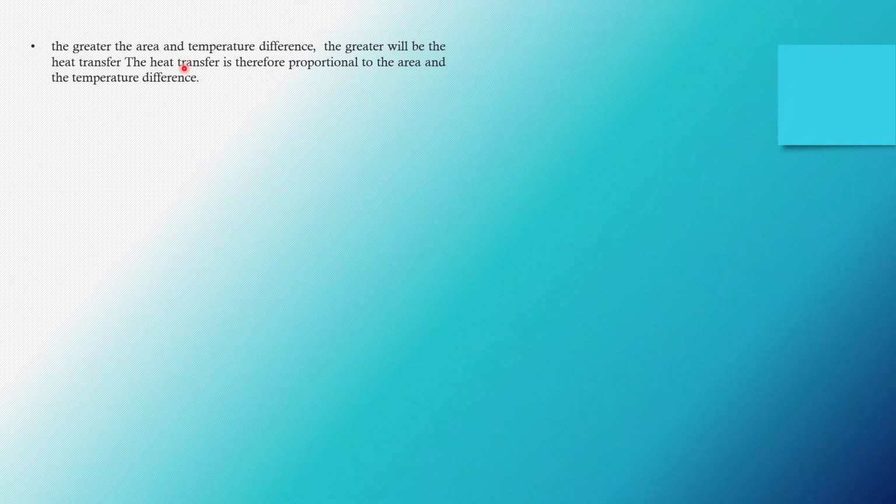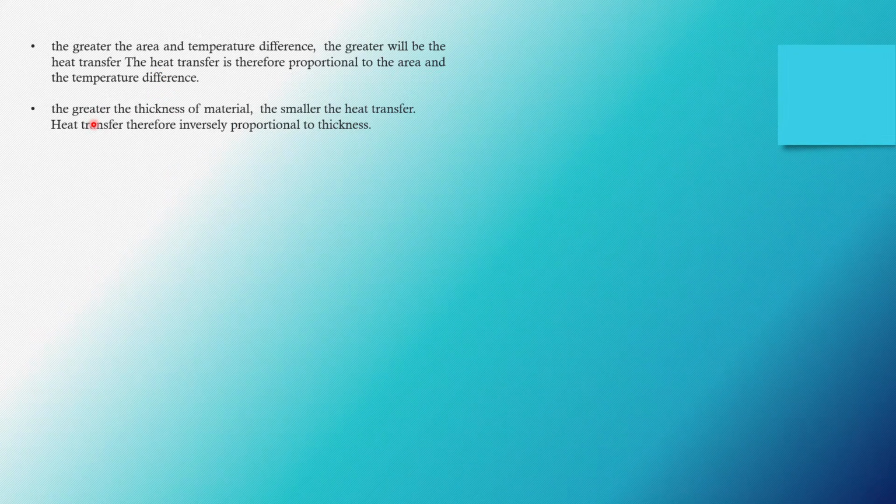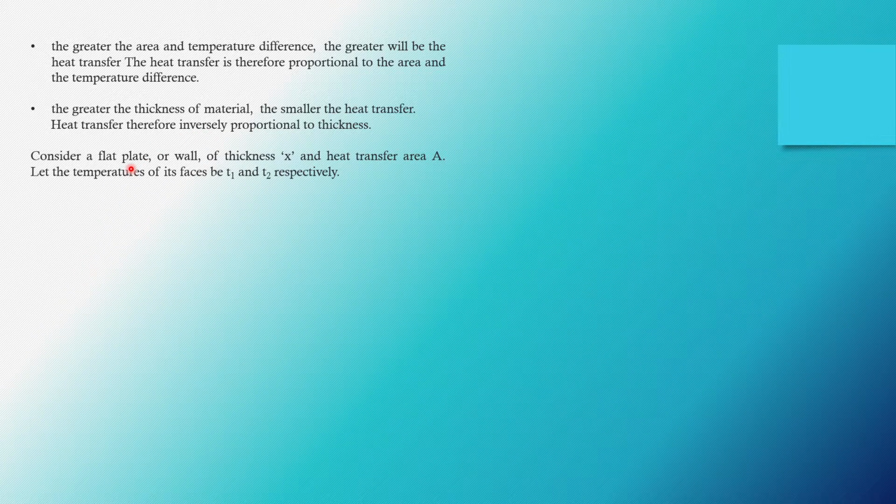Now, the greater the area and temperature difference, the greater will be the heat transfer. The heat transfer is therefore proportional to the area and the temperature difference. Second, the greater the thickness of material, the smaller the heat transfer. The heat transfer therefore is inversely proportional to the wall thickness. Now consider a flat plate. In this first part we are looking at heat transfer through flat surfaces or walls.